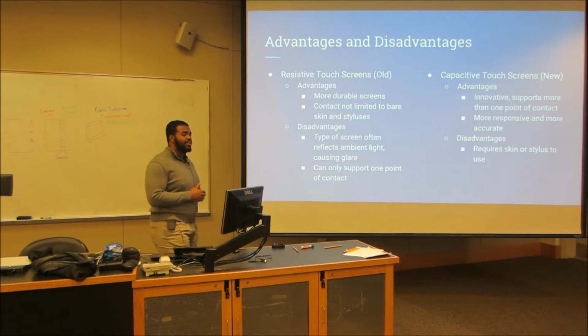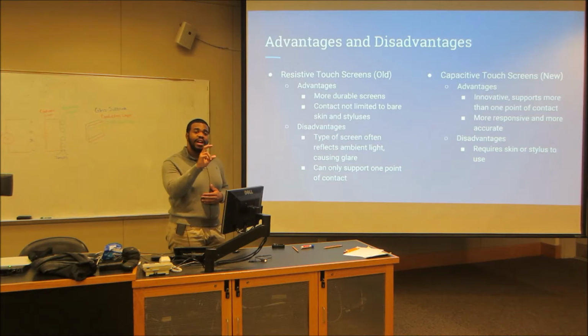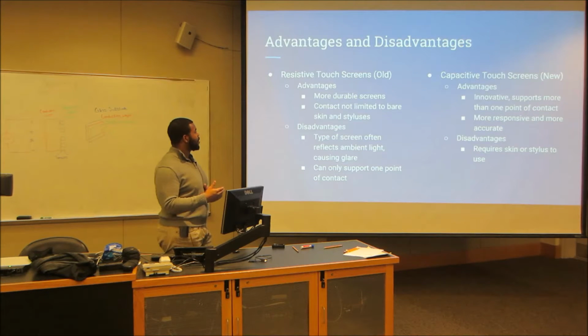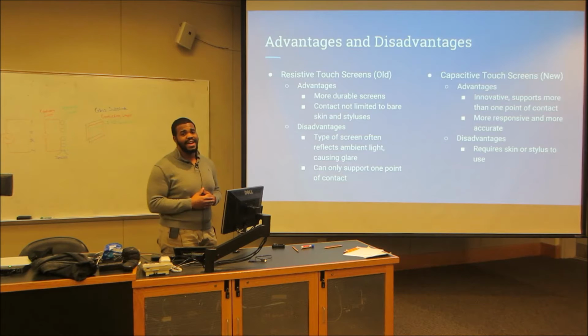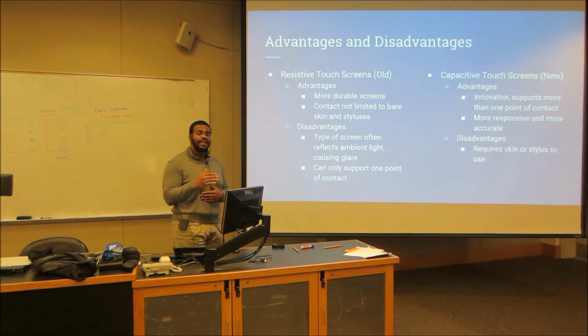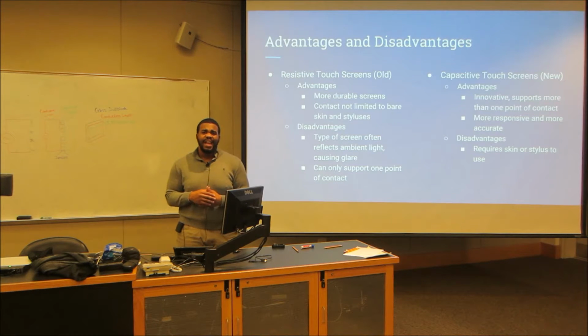There are several advantages and disadvantages to either a resistive touchscreen or a capacitive touchscreen. With a capacitive touchscreen, you can make multiple points of contact. However, you must be using bare skin or a conducting stylus, and you cannot use a capacitive touchscreen when wearing gloves, for example. The older resistive touchscreens tend to be more durable, and while they're not made of glass, they're less prone to shattering. However, frequently, these types of screens will reflect ambient light and cause a glare that is unfavorable to most users.